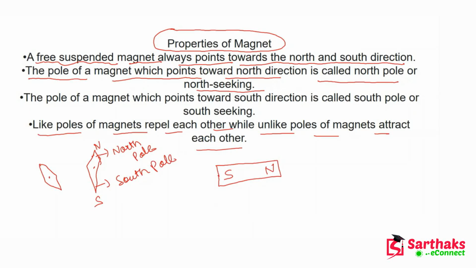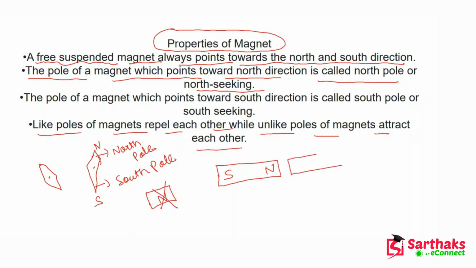So the first thing you have to remember is that you will not get these poles alone. They will always come in pair. My meaning is, if you want to get only a north pole, it will not be possible. These poles will always come in pair. If there is a north pole, then definitely there will be a south pole as well. Okay guys, I hope you get my point.